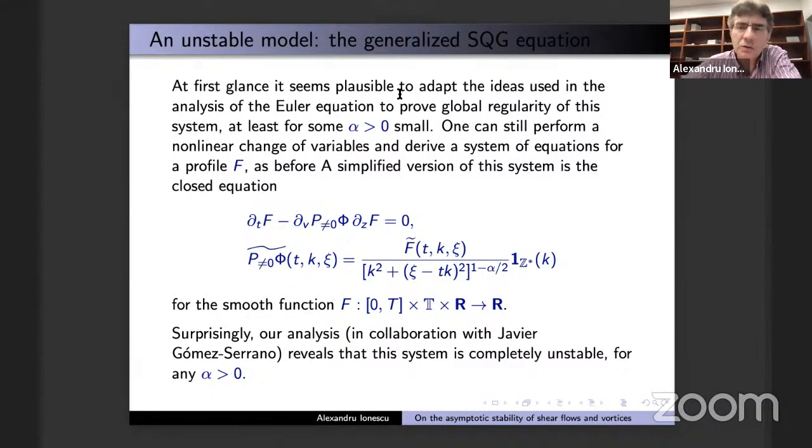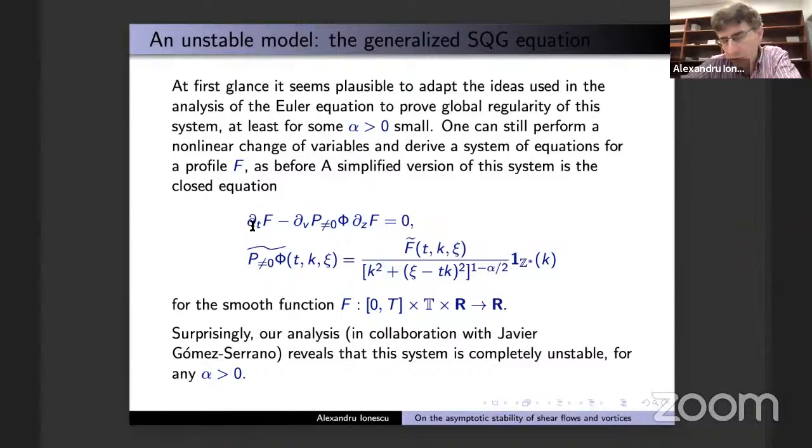We were hoping that we'd be able to adapt some of the ideas from inviscid damping, at least for some parameters alpha positive, to be able to construct families of global solutions. One can still perform more or less the change of variables. One can still work through all the algebra as if it was a solution of the Euler equation. And at the end of the day, we end up with a system of this type. It's actually more complicated, but we only selected one term, the so-called reaction term.